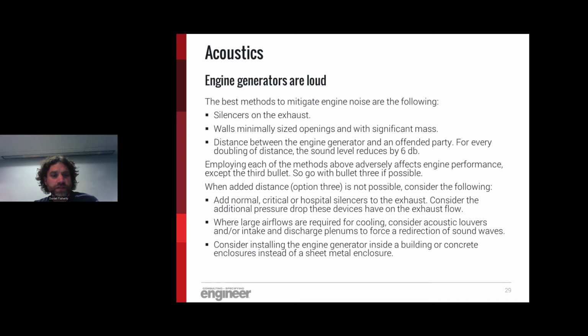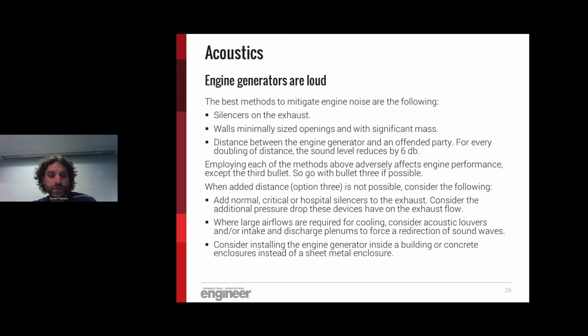Looking shortly at some acoustics, engine generators are loud, and the best methods to mitigate the engine noise are the following. Silencers on the exhaust, walls with minimally sized openings and significant mass, and adding distance between the engine generator and the offended party. For every doubling of distance, the sound level reduces by 6 decibels. Unfortunately, employing each of these methods above adversely affects the engine performance, except for the third bullet. So go for that if possible.